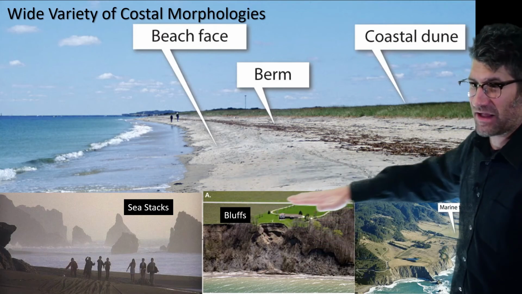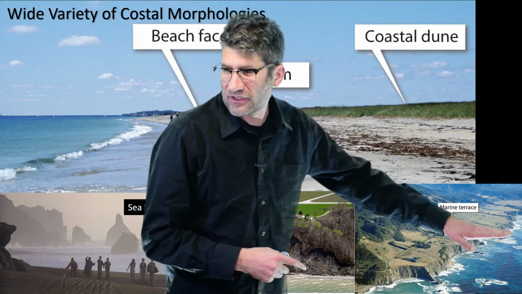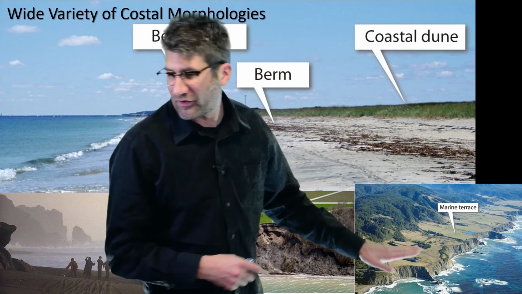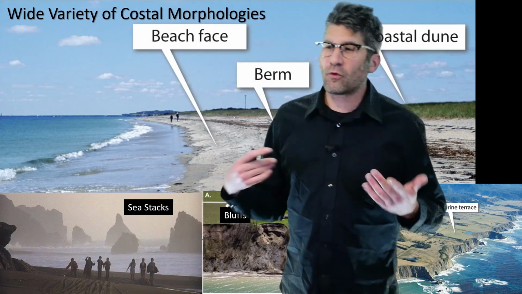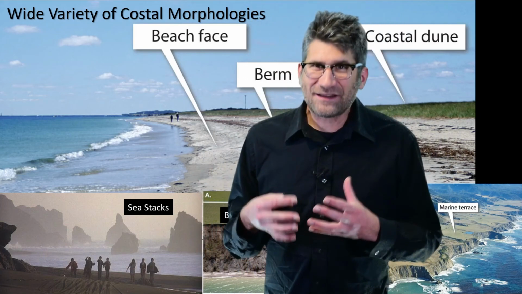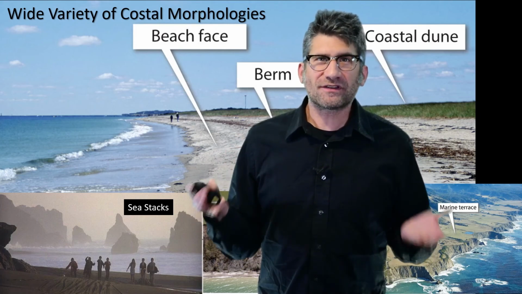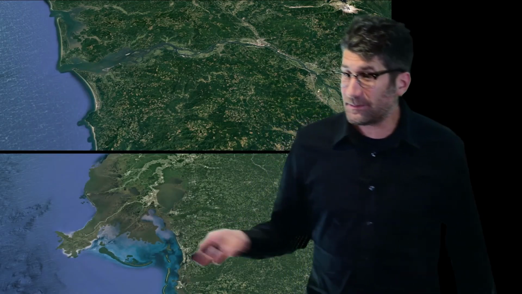But we've got a flat surface on the top. Then we've got a nice picture here with another kind of rocky coast with a marine terrace. So these are all sorts of morphologies we can see along coasts. And so we need to start to think about what is shaping those morphologies. Why do coasts look different? Why do they not all look the same?